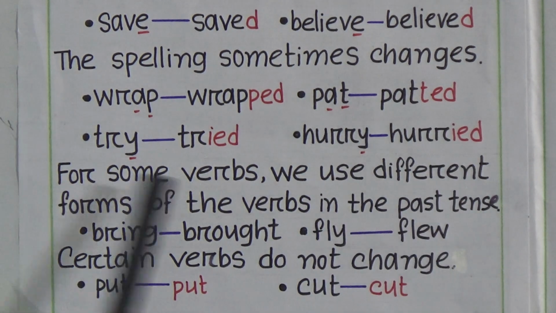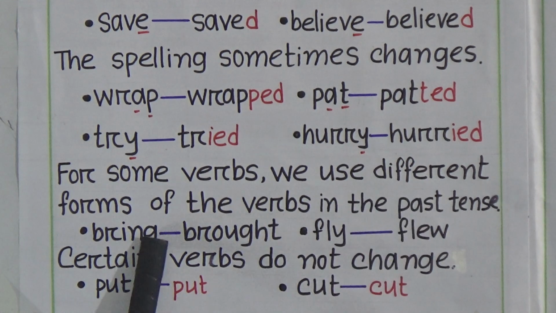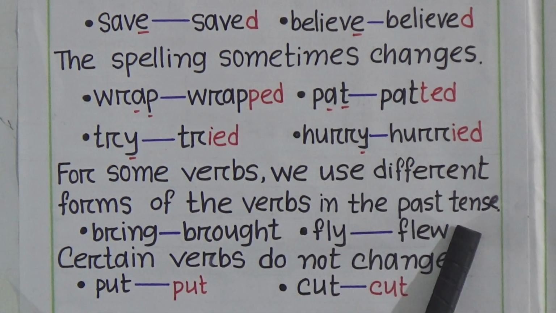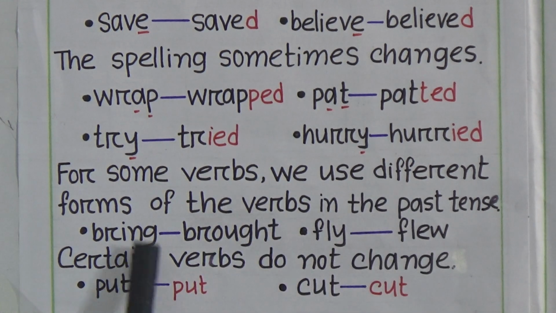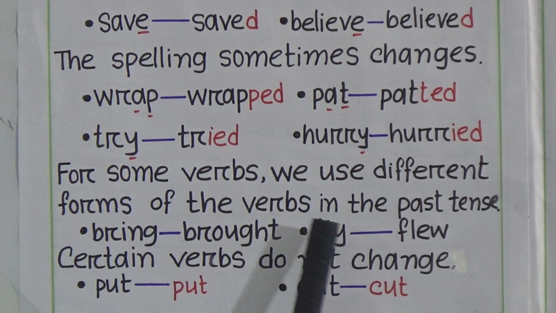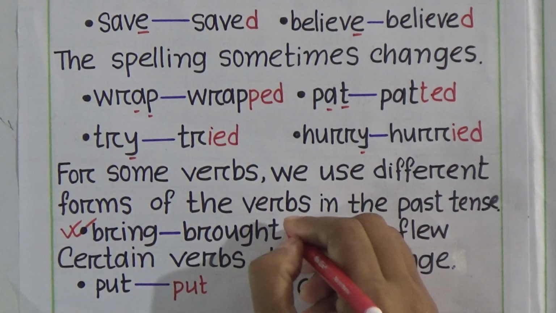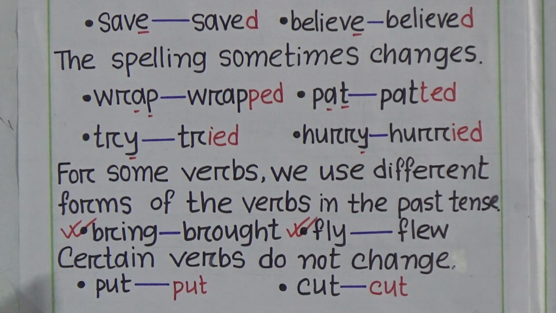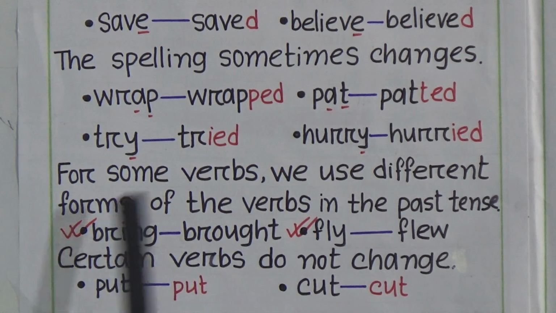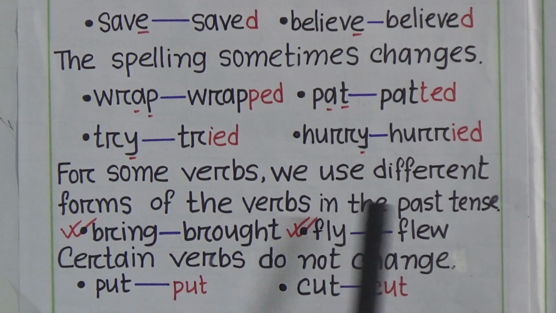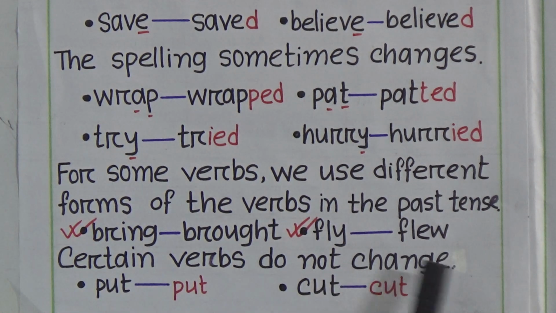Next, for some verbs, we use different forms of the verbs in the past tense. Example, bring, brought, fly, flew. Students, here, mind that you have to memorize these words. There are no rules for these words. You have to keep in mind that bring will be brought, fly will be flew. Next, certain verbs do not change.